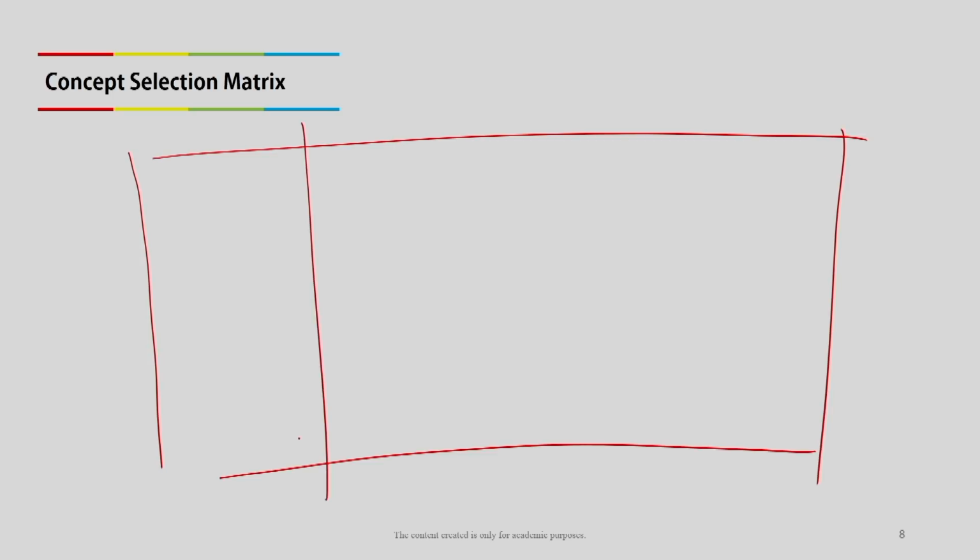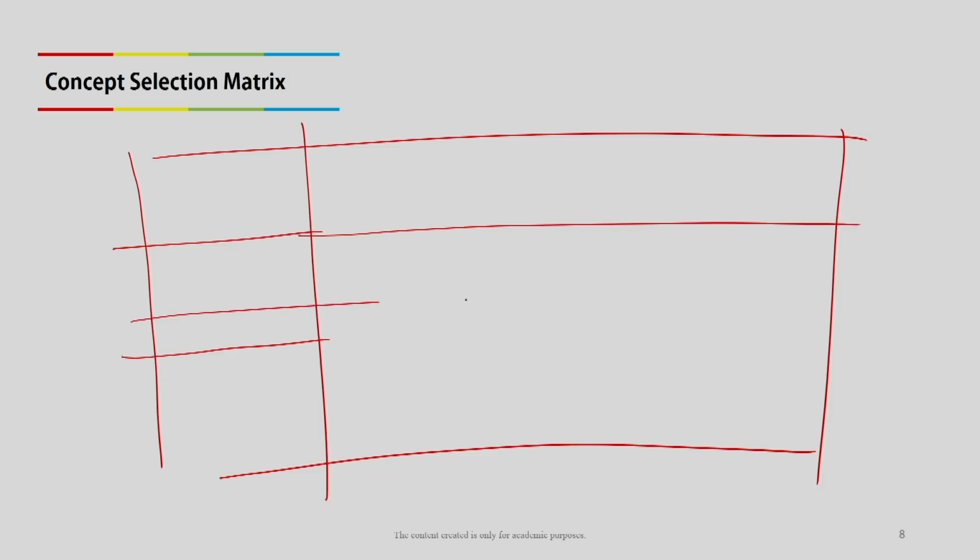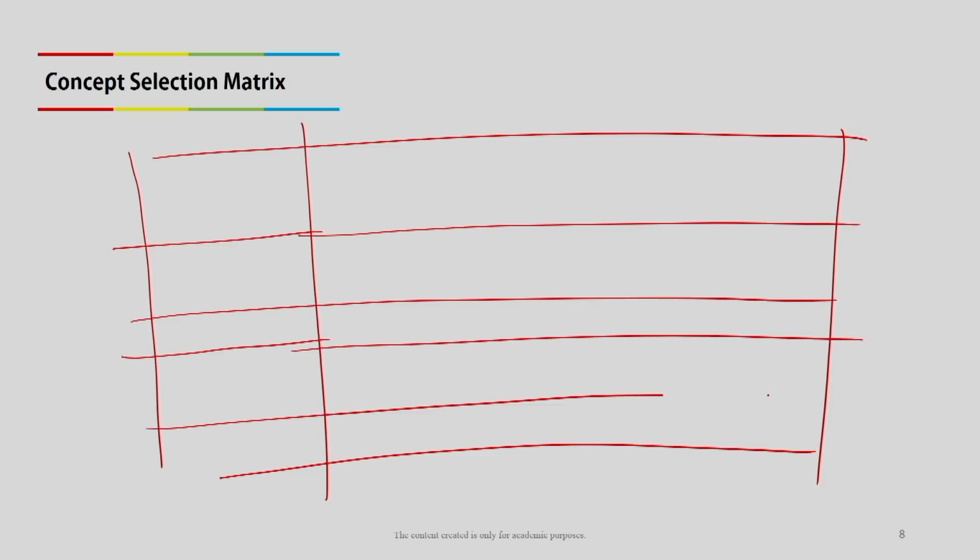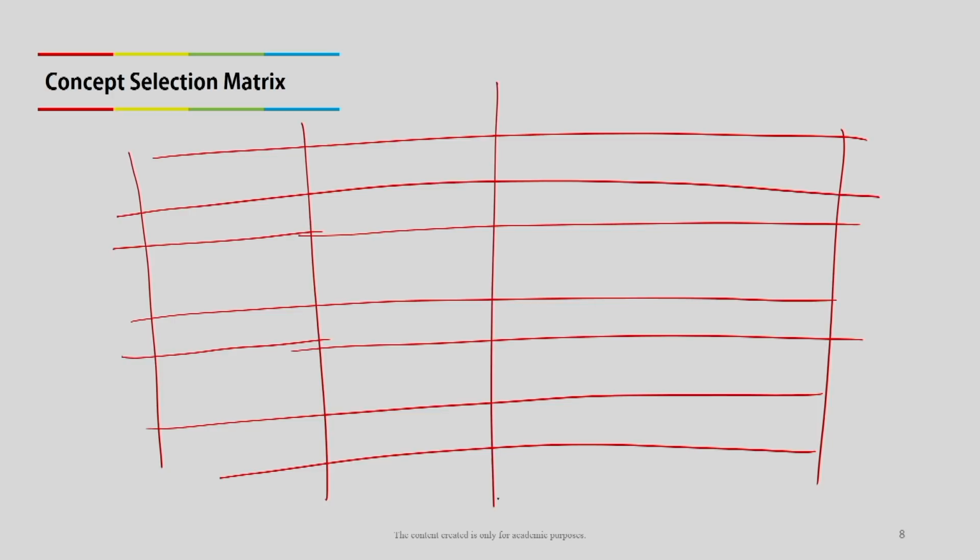Now let us discuss the concept selection matrix. For example, you have concept 1, concept 2 and concept 3, as well as multiple constraints or criteria. You have to make a matrix something like this, and you have to note down all those constraints.